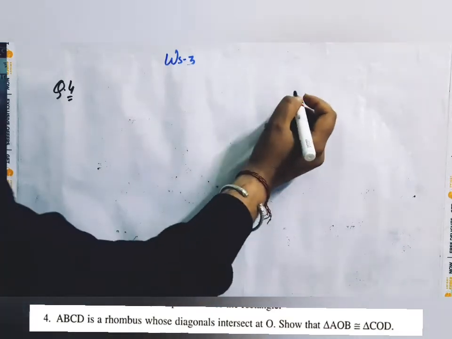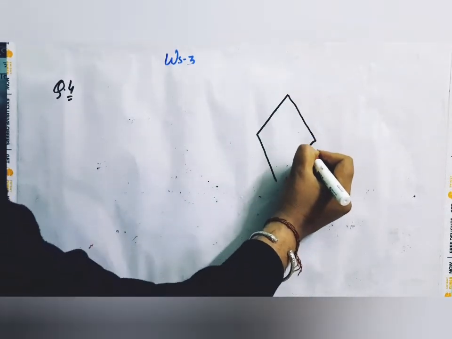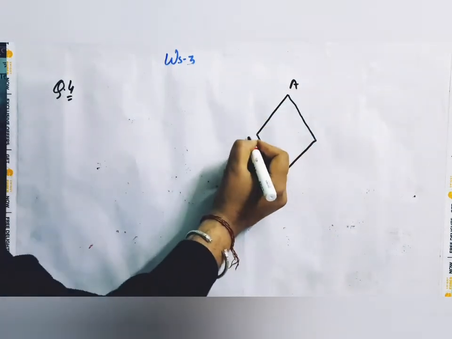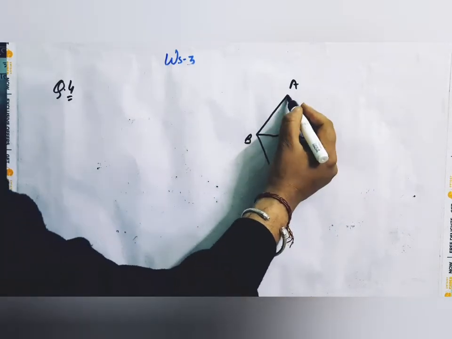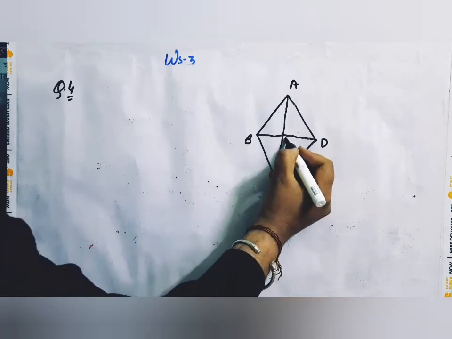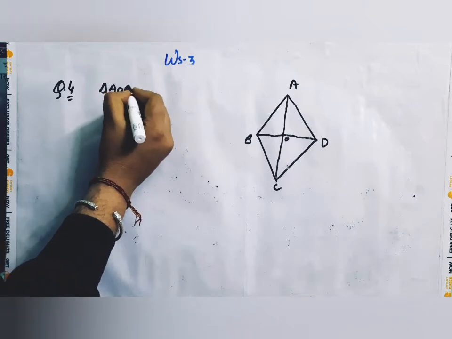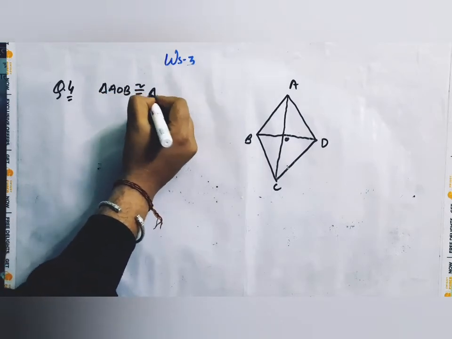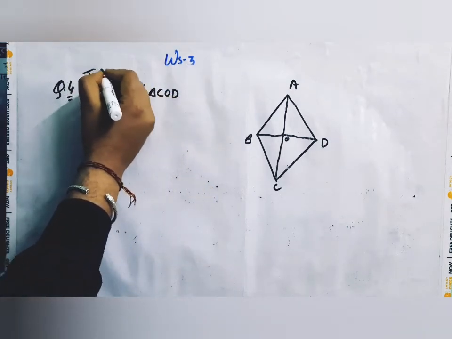And question number 4 is, ABCD is a rhombus whose diagonals intersect at O, so that triangle AOB is congruent to triangle COD. Same type of rhombus we have. ABCD is a rhombus in which diagonals intersect at O. We have to prove that triangle AOB is congruent to triangle COD. This is to prove.